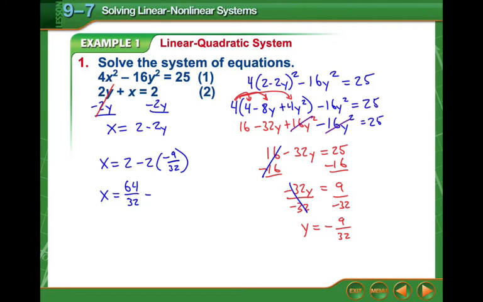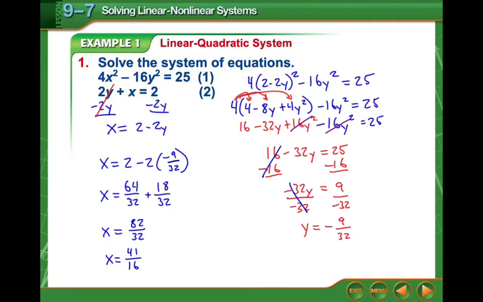So negative 2 times a negative 9 is going to be positive 18, so it's plus a fraction now. So when we add these up, 64 plus 18 is 82. And for sure we can simplify this because 82 and 32 are both divisible by 2 at the very least. So x is equal to 41 over 16. And that's about as far as we're going to go with simplification.